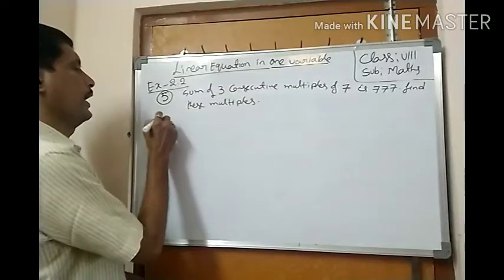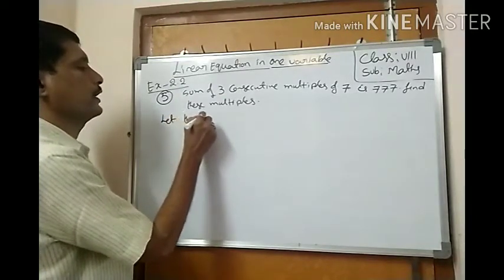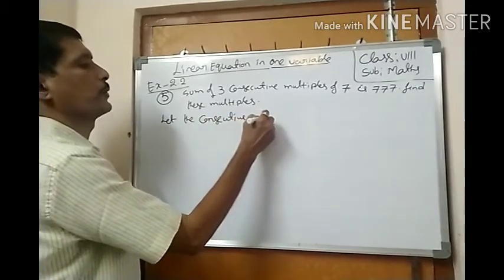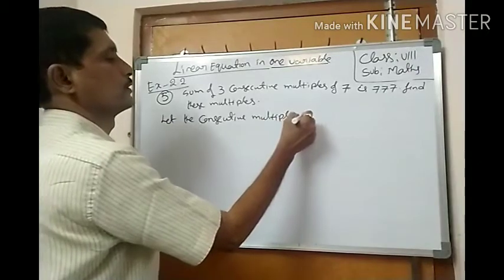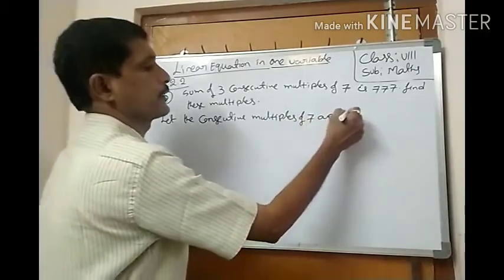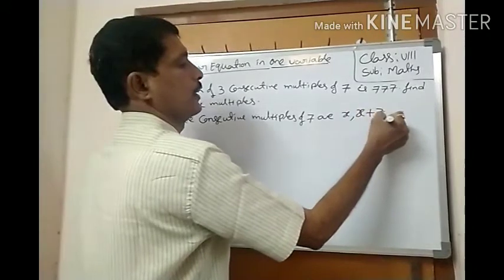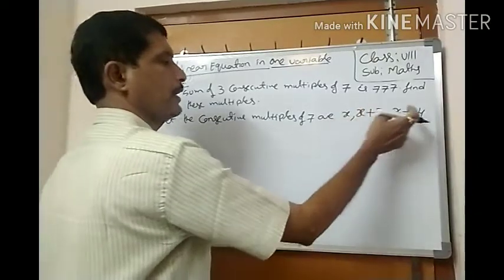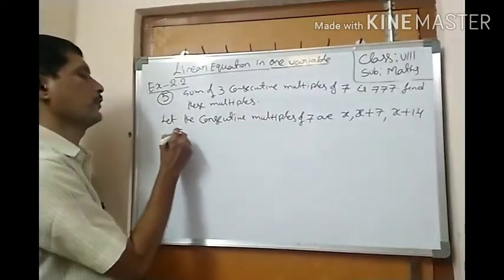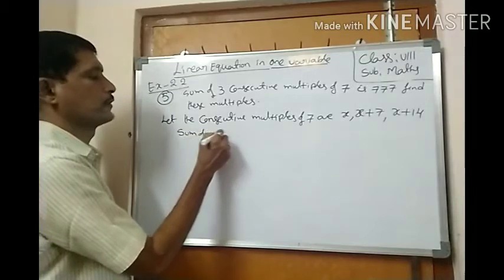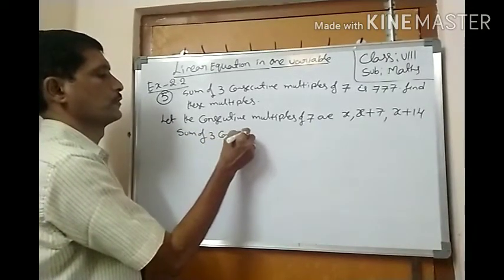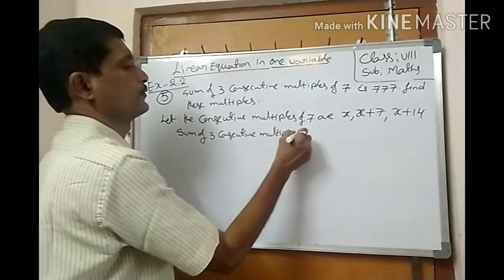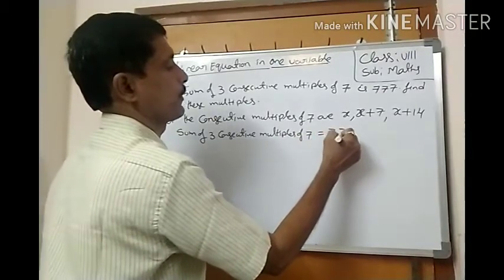Therefore, let three consecutive multiples of 7 be x, x plus 7, x plus 14. Here three numbers, x, x plus 7, x plus 14. Here the sum is given. Therefore, the sum of 3 consecutive multiples of 7 equal to 777.